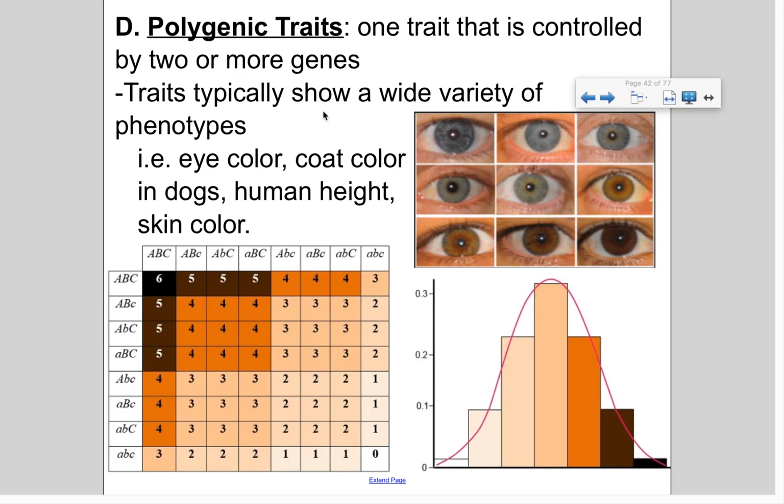Okay, polygenic traits. Poly means many, and genic means genes, so many genes control one trait. And so you typically see a wide variety of phenotypes because of that. So eye color, you can see we have lots of different examples of eye color here. Coat color in dogs, human height, skin color. Those are all examples of polygenic traits.